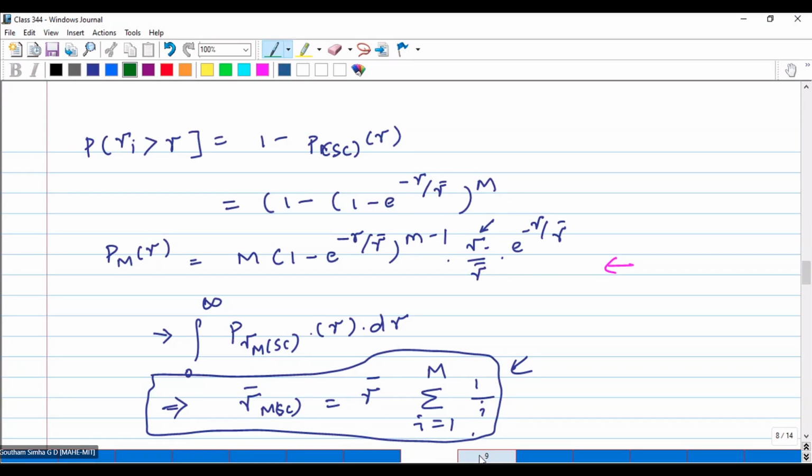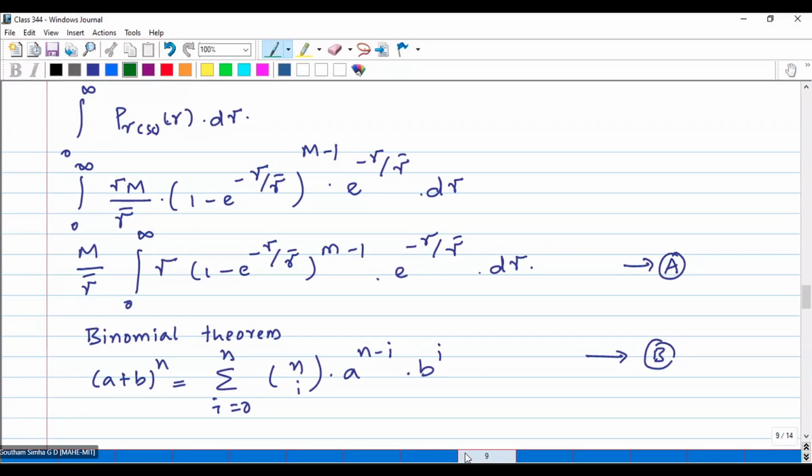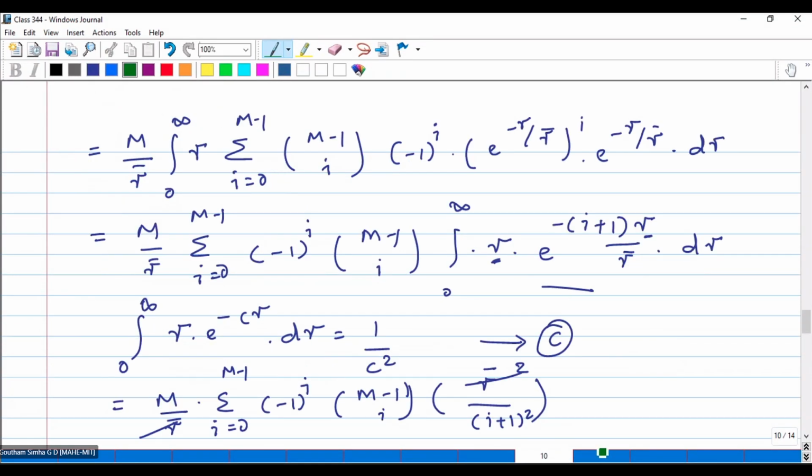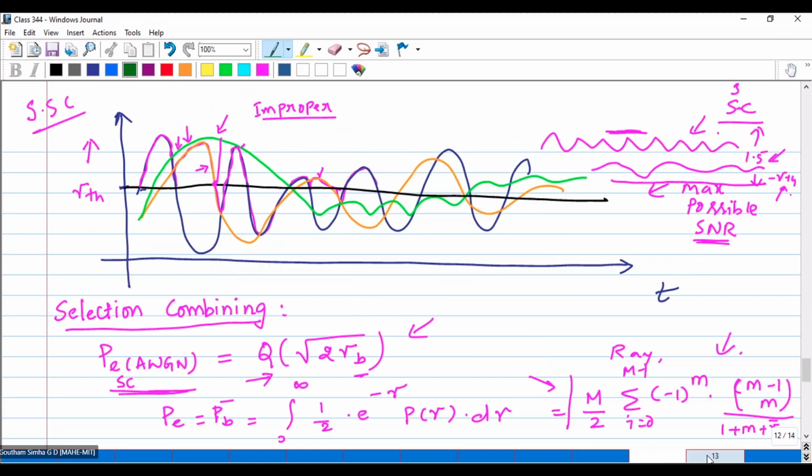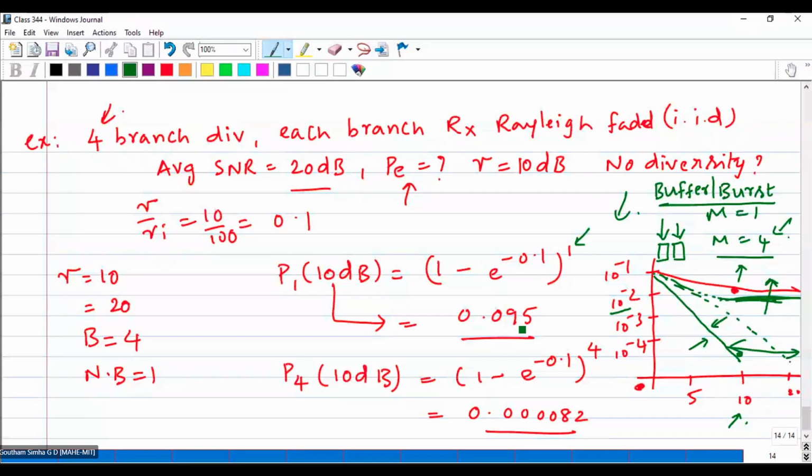With respect to the probability of error, you can calculate it using the same equation, 1 minus e to the power of minus gamma threshold by gamma bar. With respect to the power ratio, since gamma average and gamma i have been given, you can calculate the ABER based on whatever the probability of error or outage probability they ask. Okay. Anything?